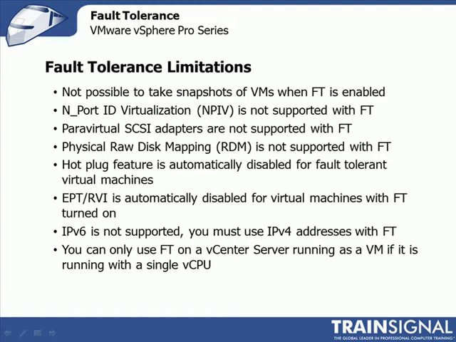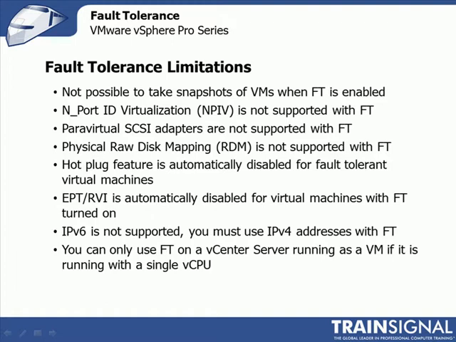The hot plug feature is automatically disabled for fault-tolerant virtual machines. To hot plug devices, either adding or removing, you must momentarily turn off fault tolerance, perform the hot plug, and then turn fault tolerance back on. EPT and RVI, which are advanced CPU features that can be enabled in a VM's settings, are automatically disabled for virtual machines with fault tolerance turned on. IP version 6 addresses are not supported. You must use IP version 4 addresses with fault tolerance.